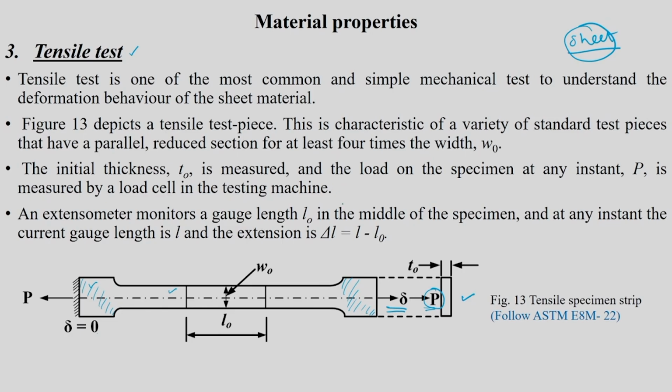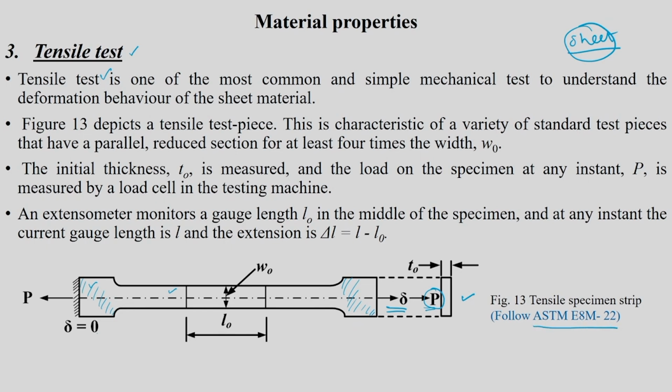So, one after another I have written it here, but this tension test is one of the most common and simple mechanical tests to understand the deformation behavior of sheet material. This I already introduced to you, and this figure is a tensile test piece. And when we speak about this kind of dimensions, one has to refer to some standards. Okay. For example, ASTM standards, E8 could be one reference. There are other standard references you can follow.